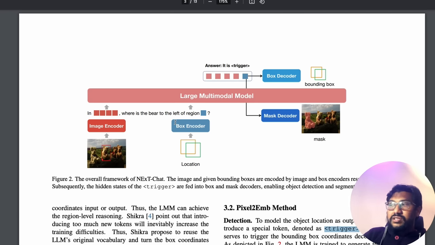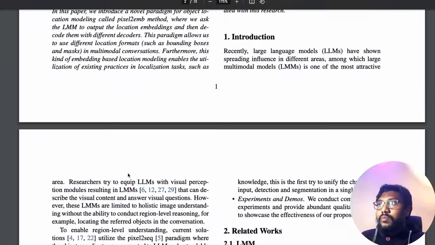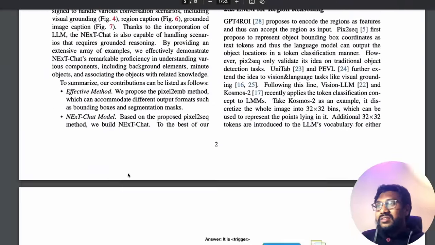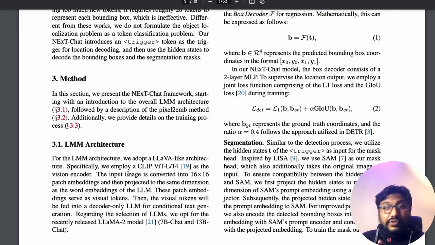So you have a region box and you're saying, where is the bear to the left of the region? And this model is capable of just masking that particular bear that is to the left of the bear that has been bounded. So that is what basically this model is really good at. And this model is basically a combination of a bunch of things.